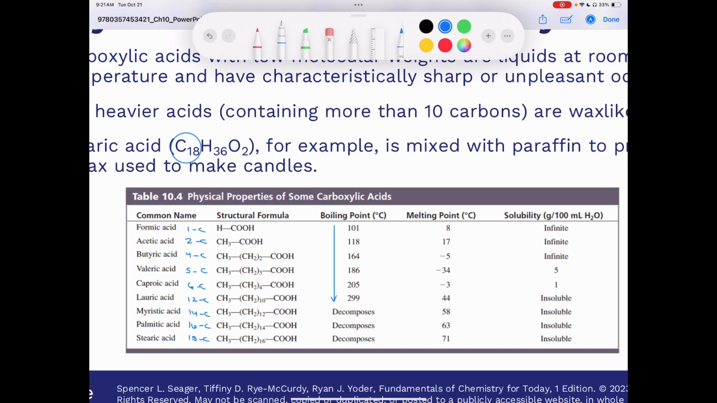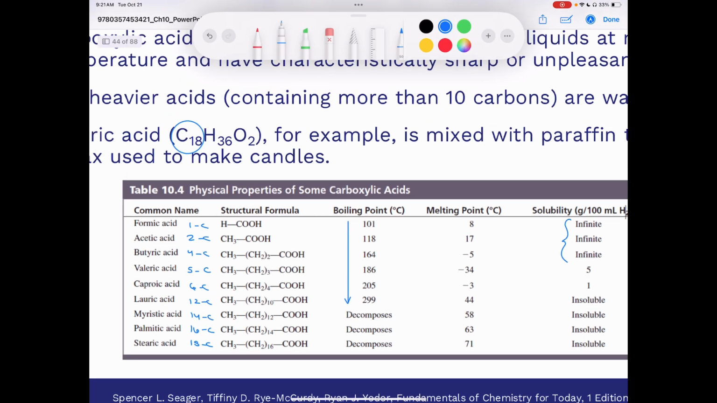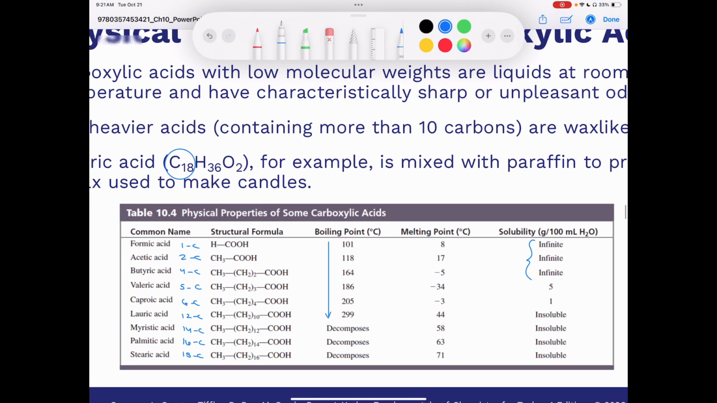Anyhow, you can see the solubility of low molar mass carboxylic acids like formic acid, acetic acid, butyric acid is infinite. They have an infinite solubility in water, which is also defined as miscible. But if you go to valeric acid and caproic acid, you can see the solubility starts to go down until we get into those wax-like carboxylic acids, where we have 12 carbons and more, and those are insoluble in water.